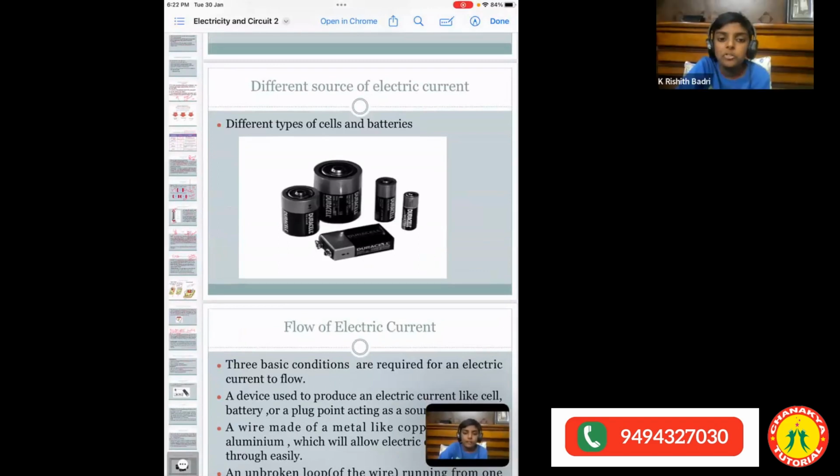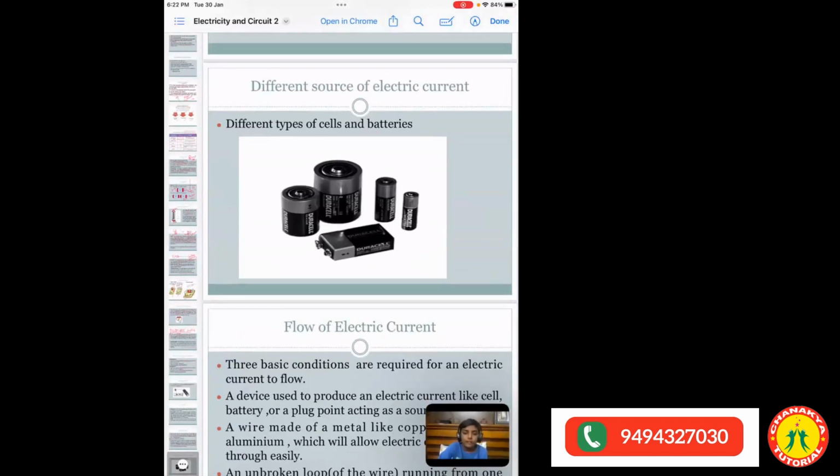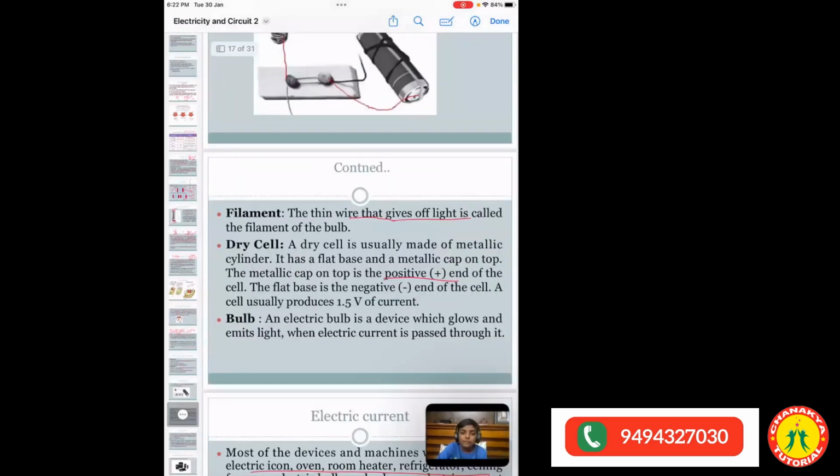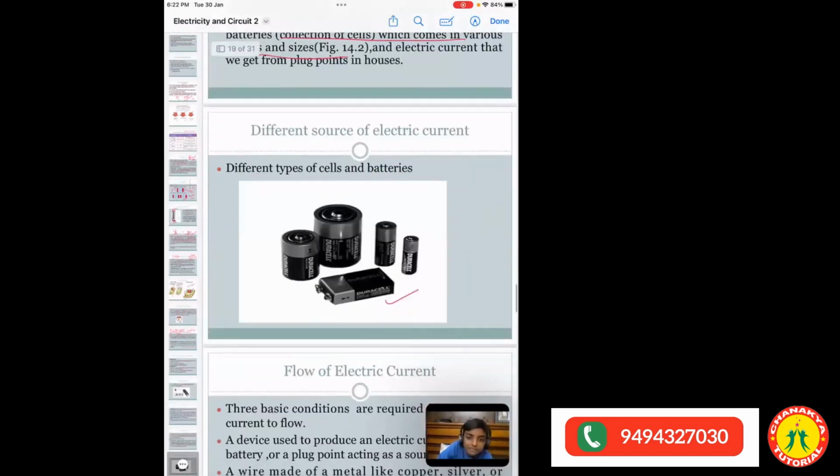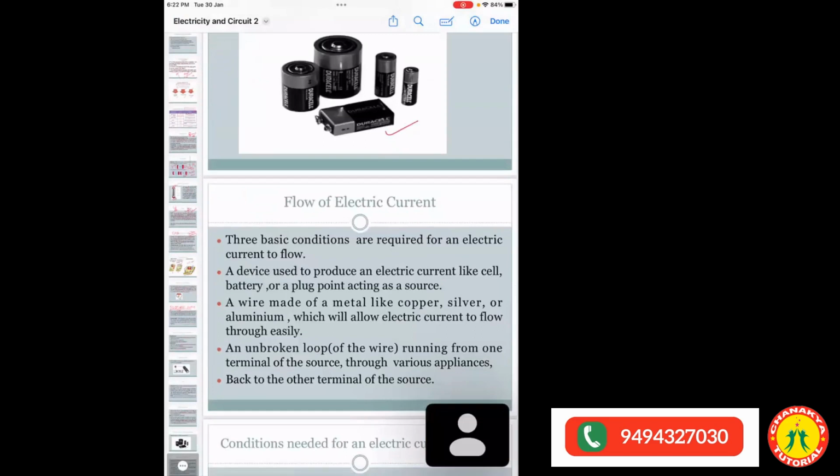Ma'am, Duracell, Chota Power. Hmm? Ma'am, he's saying Duracell. Yeah, Duracell LED will be very strong and powerful.